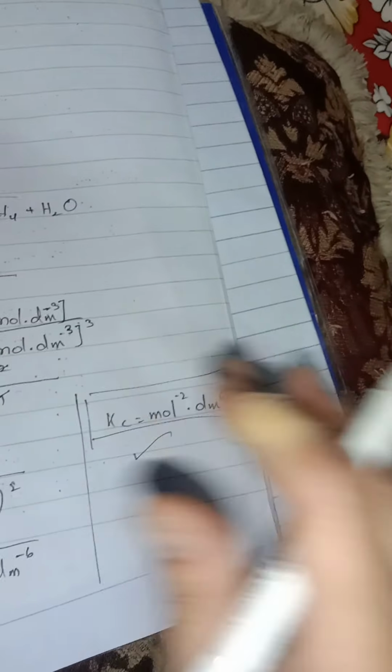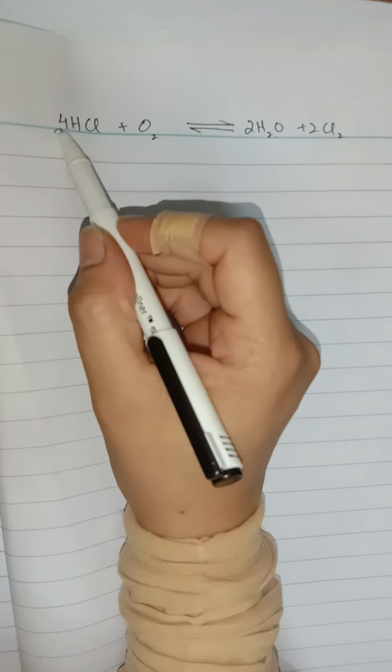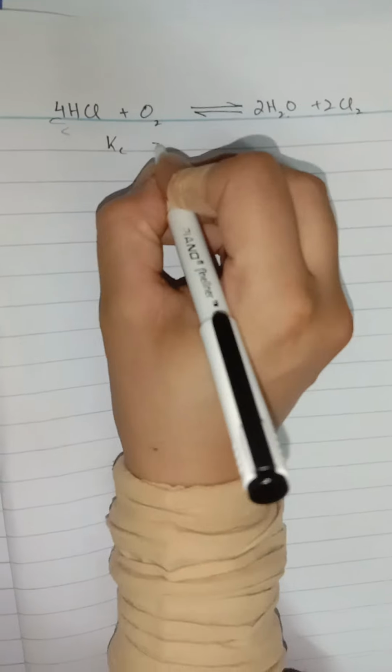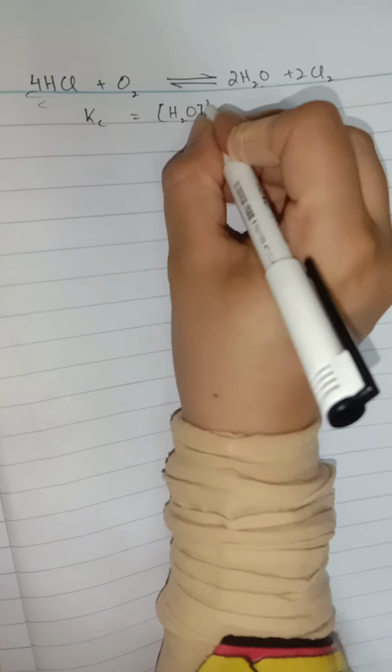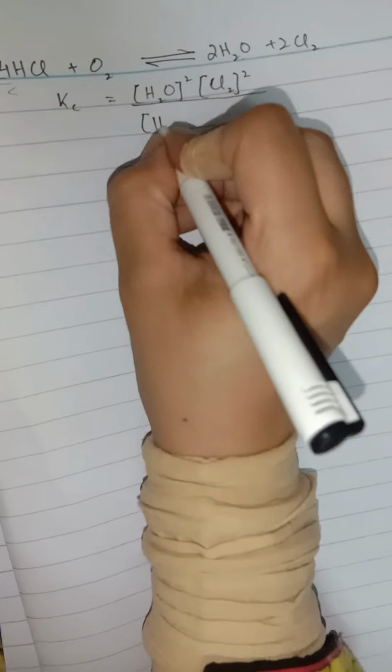Okay. Now let's take an example which is a little bit more different, in which the unit would be different. Take this equation: 4HCl plus O2 gives 2H2O plus 2Cl2. For writing the Kc, it would become like this: [H2O] raised to power 2, [Cl2] raised to power 2, similarly [HCl] raised to power 4, [O2] simple.